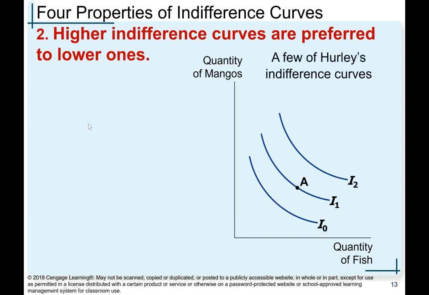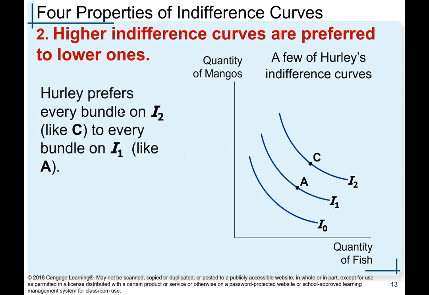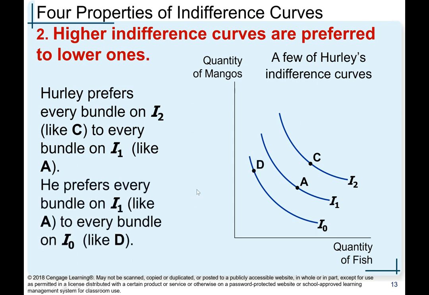The second property, higher indifference curves are preferred to lower indifference curves. Harley prefers bundles on I2, like point C, to every bundle on I1, or points like A. The higher, the better. He prefers every bundle on I1, like A, to bundles on I0, like D.